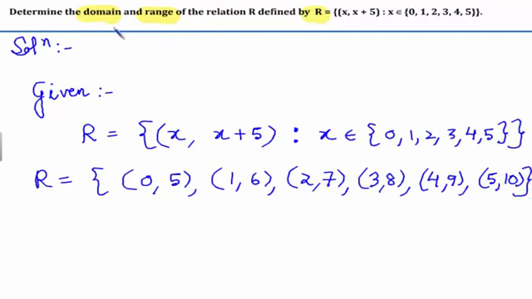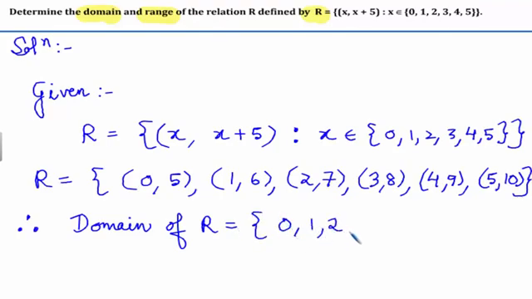Now we have to determine the domain and range of this relation, and we know that domain is equal to the set of all the first elements. Therefore, domain of R will be equal to {0, 1, 2, 3, 4, 5}.